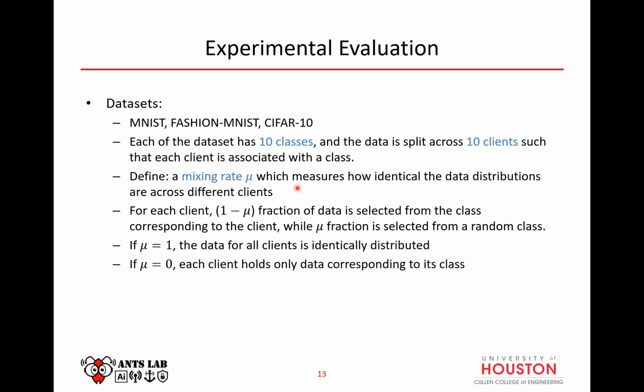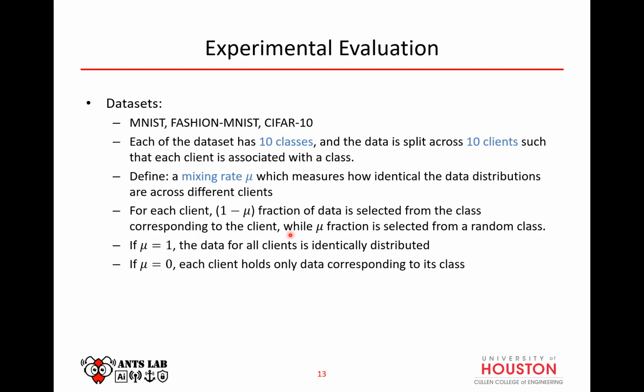The definition in this slide, that for each client, 1 minus mu fraction of data is selected from the class corresponding to the client, while mu fraction is selected from the random class, actually contradicts your IID description. Did you get this from the paper, or did you summarize it yourself? I got this from the paper, Professor. So can you explain how this could be IID? Because if mu equals 0, or if mu equals 1, each user still has only one class, right? How can this be IID?